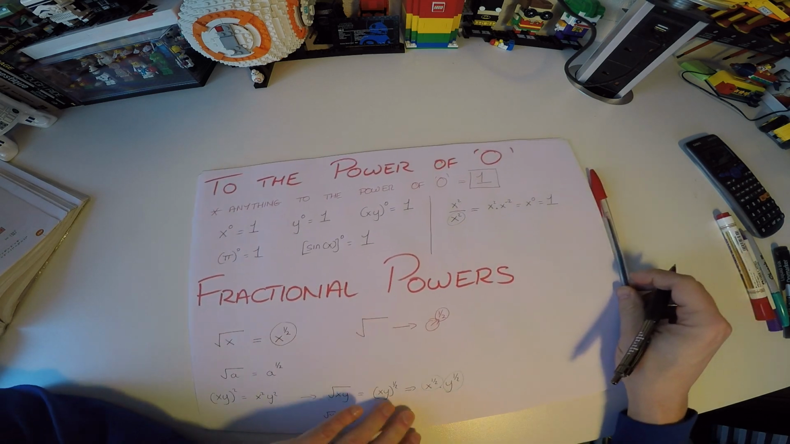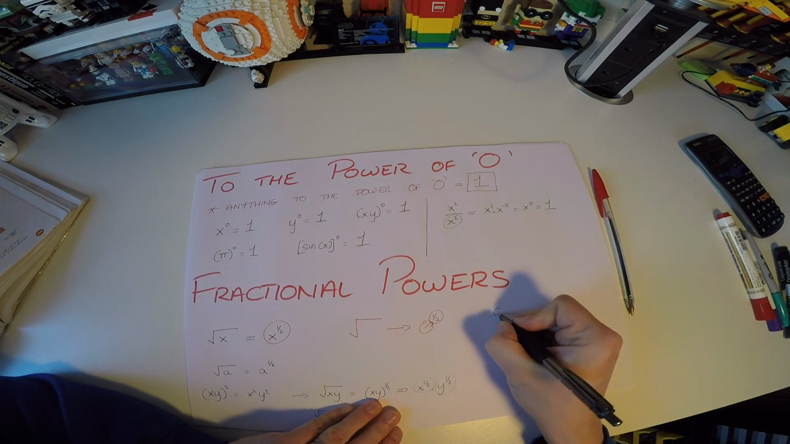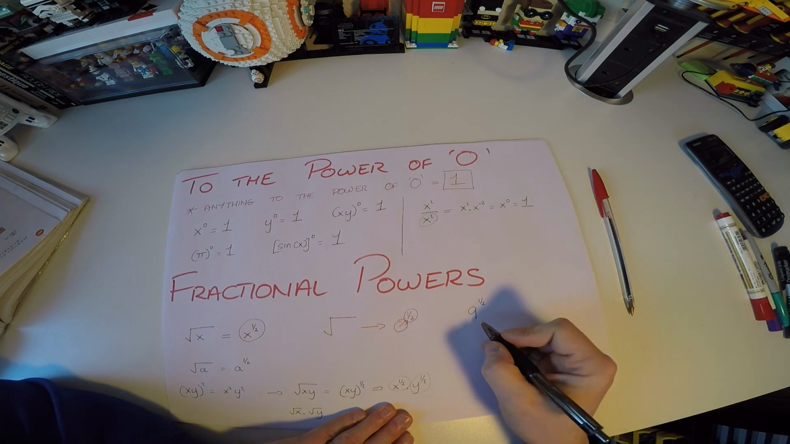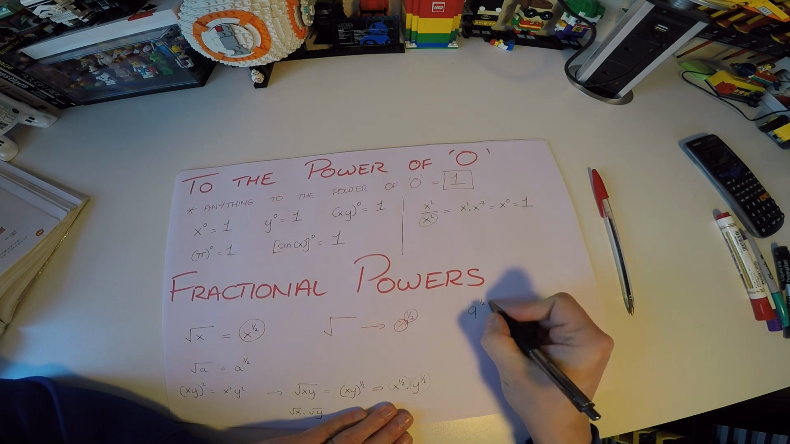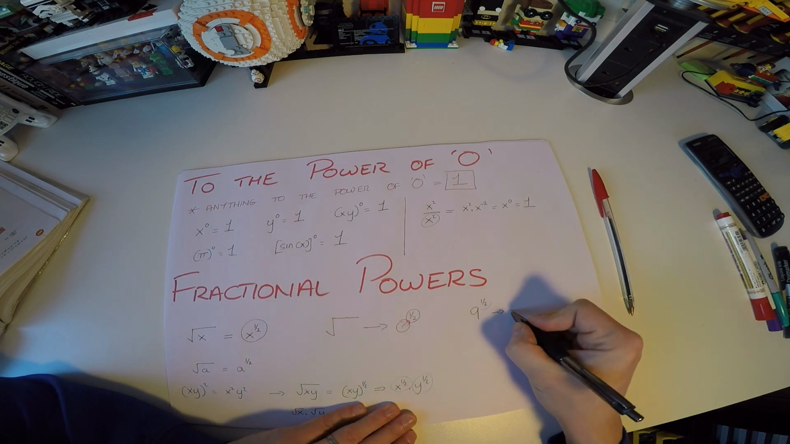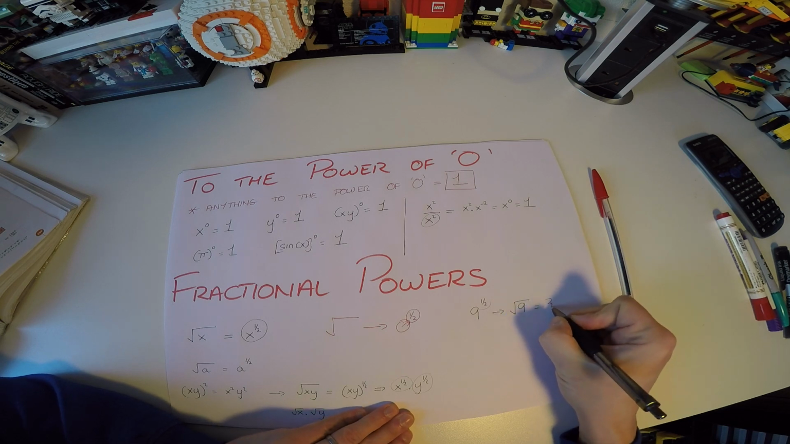So that's good to mention that if you do see something like this, what about 9 to the power of a half? You might think you need your calculator for that, but you don't, because the half power exponent is a square root in disguise. So that changes to the square root of 9, and we all know square root of 9 is equal to 3.